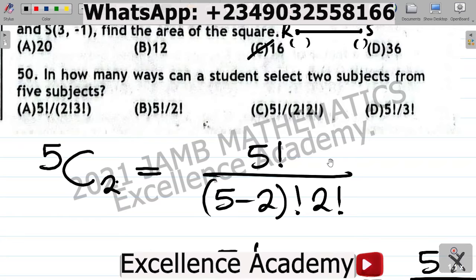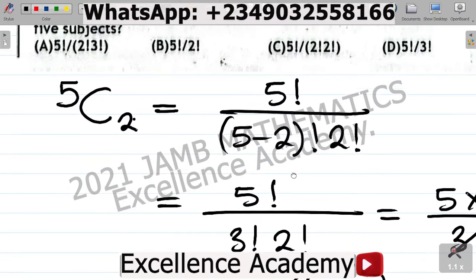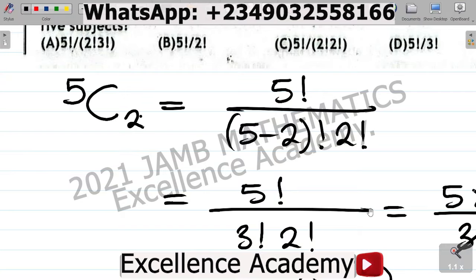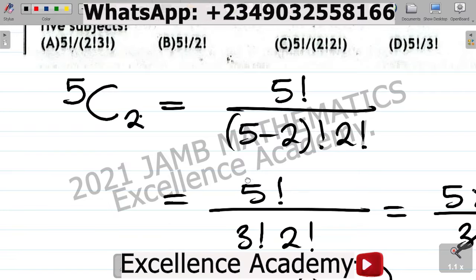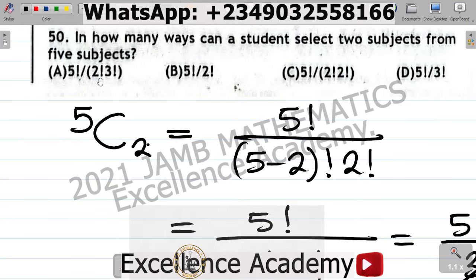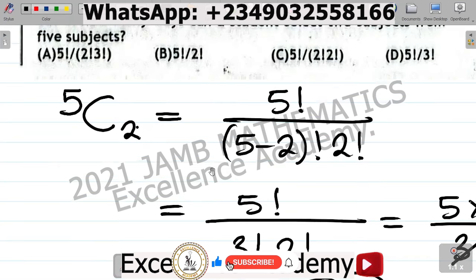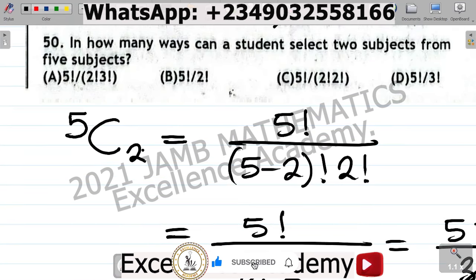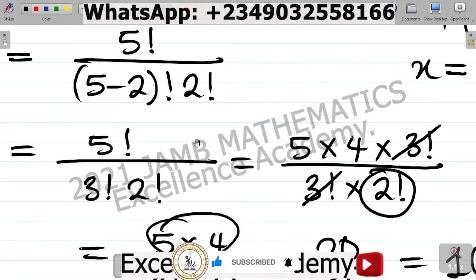Oh, we're not asked to solve. We're asked to just provide the answer in factorial form. All right. In factorial form, that will be 5 factorial all over 3 factorial, 2 factorial, just as you have here. 5 factorial all over 3 factorial, 2 factorial is the same thing as 5 factorial all over 2 factorial, 3 factorial. This and this are the same thing. So for this question, the correct answer is A. But just in case you want to know how it's done, this is how you solve it.